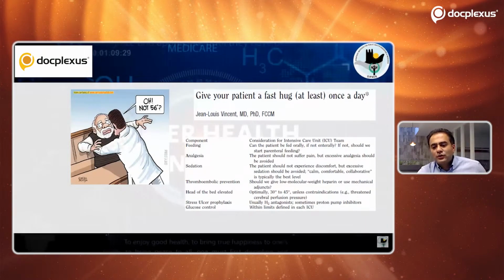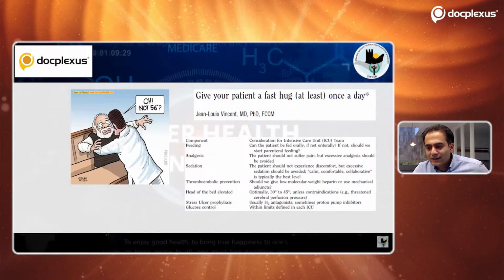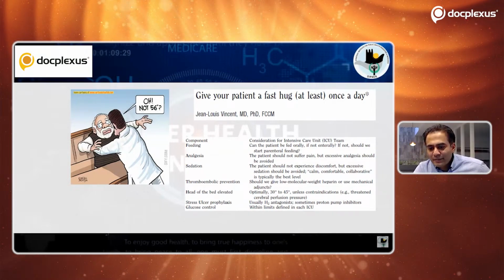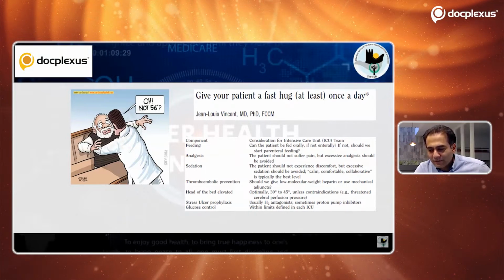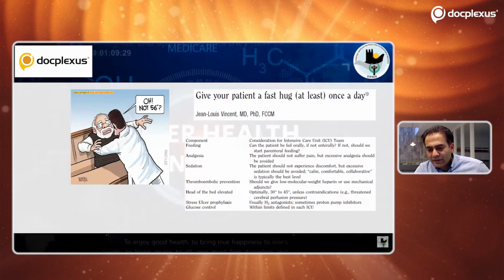So just to conclude, what we normally do in our ICU is we give a FAST HUG to all the patients at least once a day. By FAST HUG, we mean we look after the feeding, we look after their analgesia, whether the patient is on a ventilator, whether the patient is adequately sedated, calm and comfortable or not. We look for thromboembolic prevention.